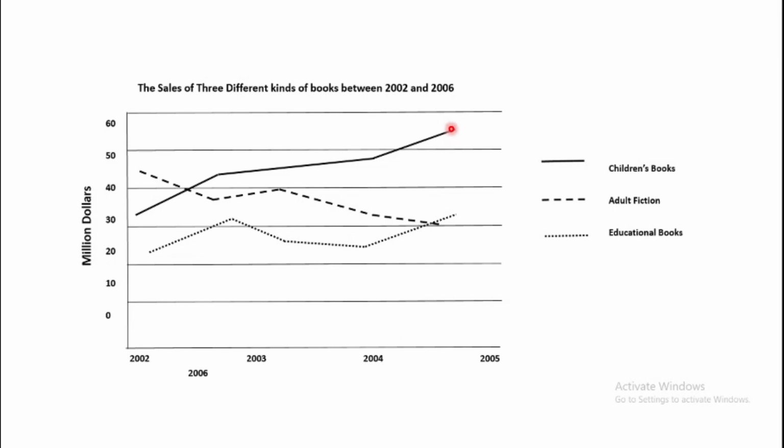Adult fiction stood at around $45 million in 2002, and if I talk about 2006, the children's book was at its peak of around $55 million. Clear? So in the last sentence, I have just stated this. So in this way, you can write an overview. In the upcoming videos, I'll teach you the method of overview for all types of tasks separately.